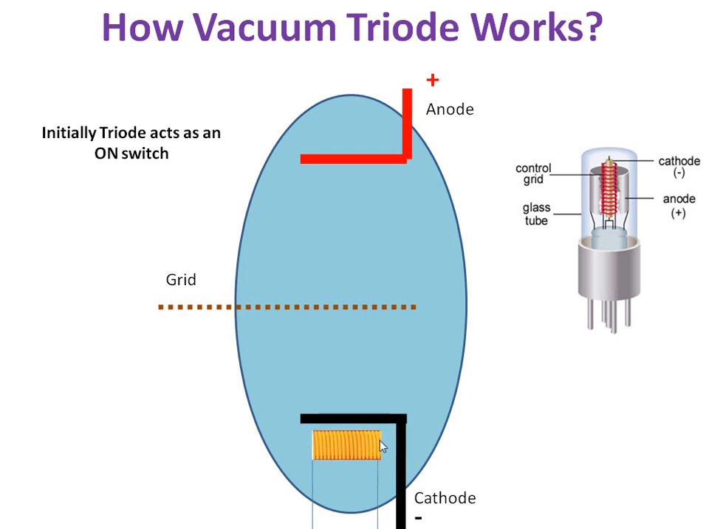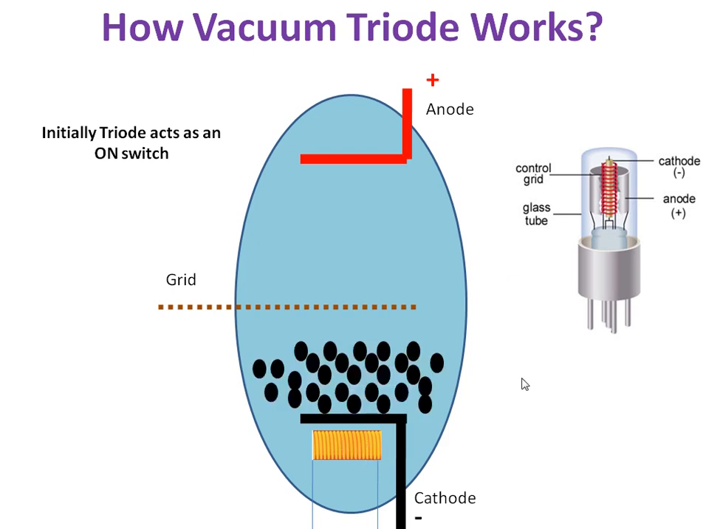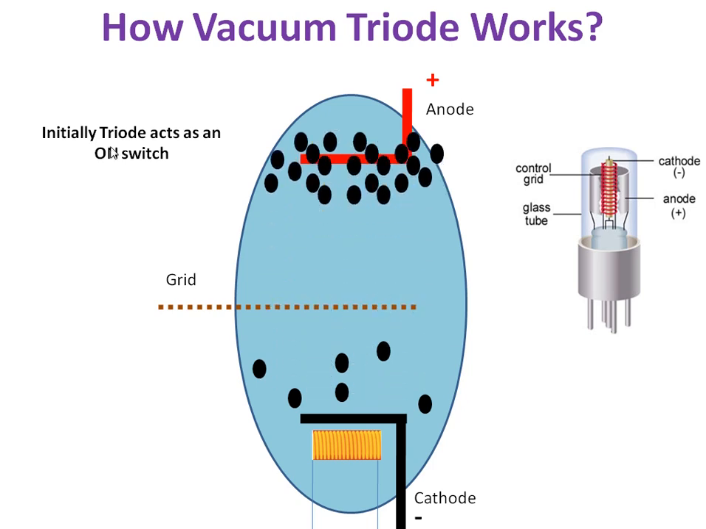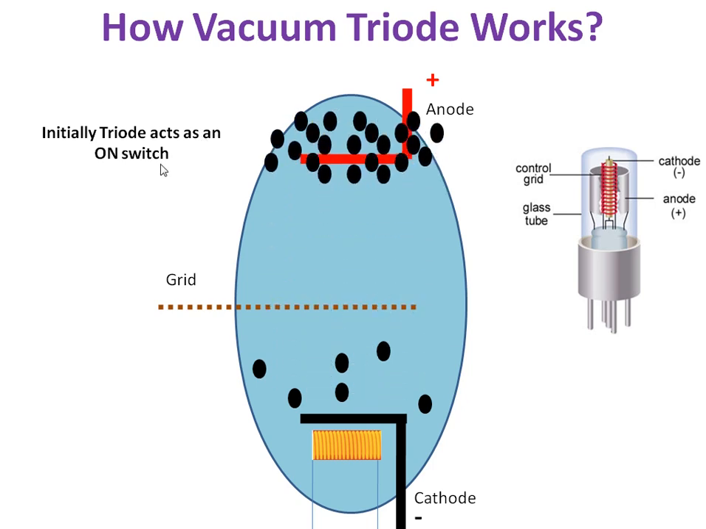Now the cathode is heated up by using a heater. Due to thermionic emission, electrons are emitted from the metal cathode. Initially the triode acts as an on switch. If it is on, all the electrons are moving towards the anode, or all the electrons produced by the cathode are attracted by the anode, because the anode has positive potential, so it will try to attract all the electrons. So almost all the electrons are flowing from cathode to anode.